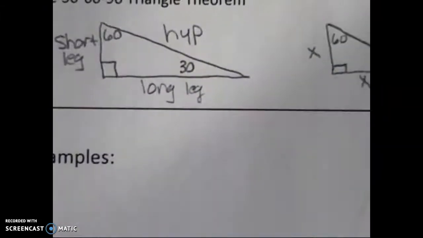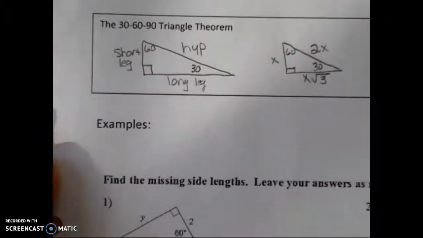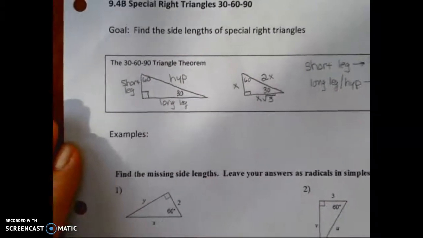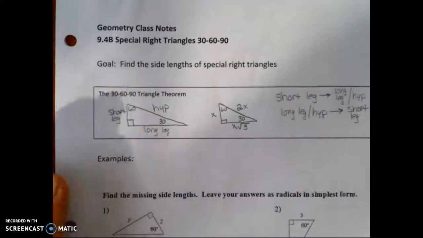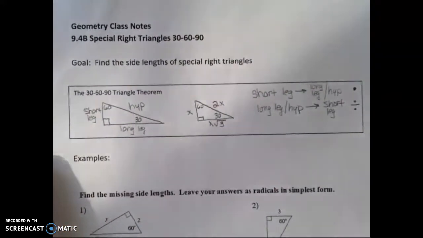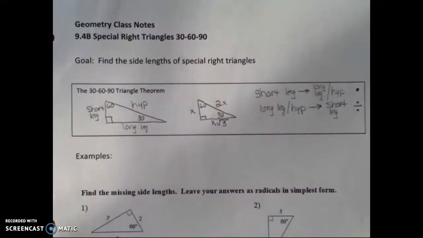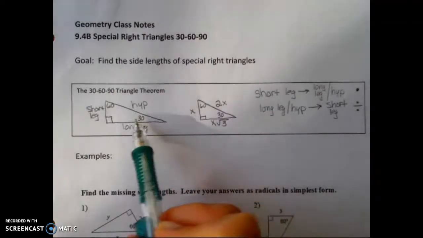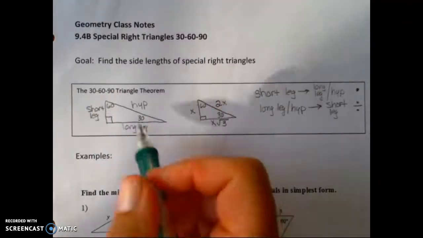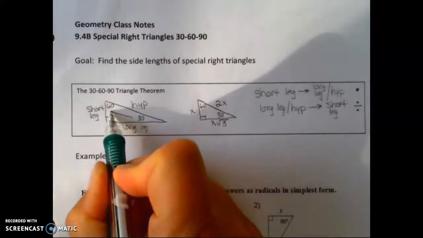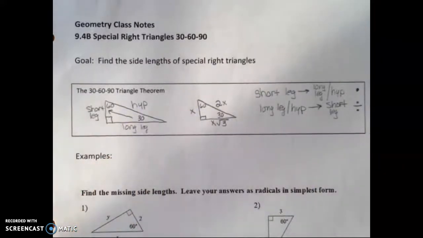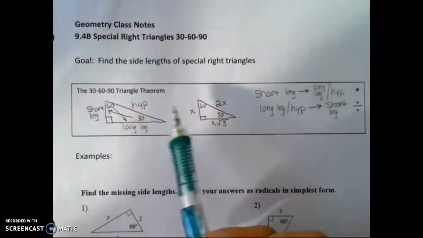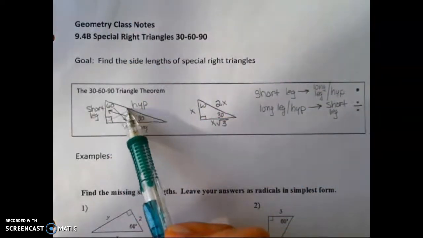So let's change it up a little bit. Instead of 45, 45, 90s, we're going to talk about 30, 60, 90s. This one's got a little bit more work to it. In a 30, 60, 90 triangle, there are 2 legs. You have a short leg, the leg across from the 30 degrees, and a long leg, which is across from the 60 degrees. And then, of course, the hypotenuse is always across from that 90-degree angle.